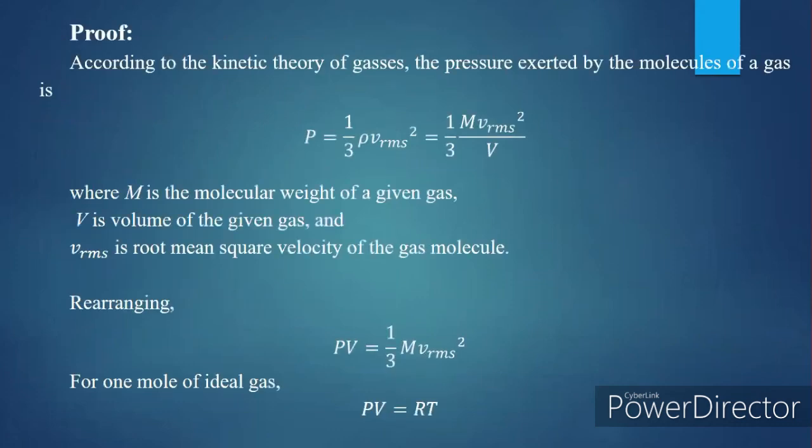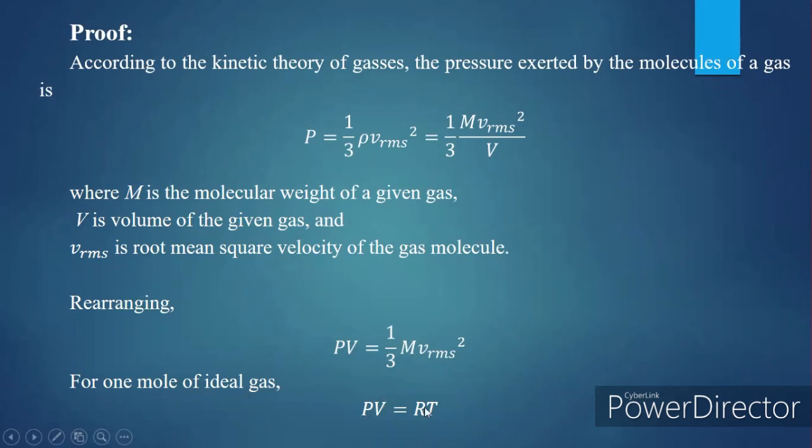Along the y-axis what will happen? We started with the pressure expression: P is equal to 1 by 3 rho V RMS square, and this is equal to half kT. It can be written as 1 by 3 into m into V RMS square divided by V, where m is the molecular weight of a given gas and V is the volume of the given gas. Taking the volume V to the other side, you get PV is equal to 1 by 3 m V RMS square, the kinetic energy associated with the ideal gas.